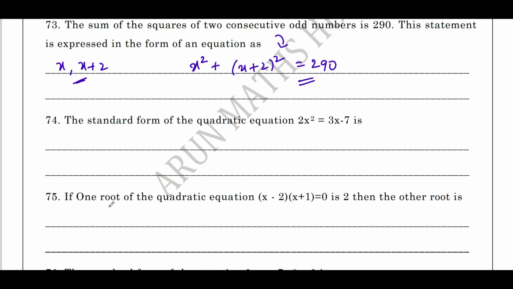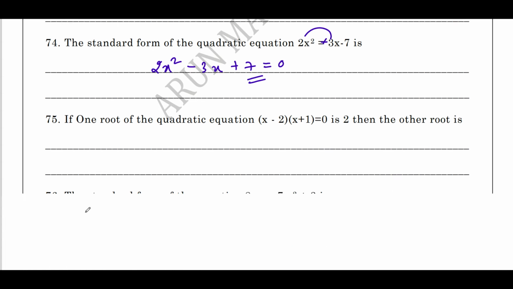The standard form of quadratic equation is what? Shift all the terms to LHS, that is 2x square plus 3x after shifting minus 3x minus 7 after shifting it becomes plus 1. It is the standard form of the quadratic equation.